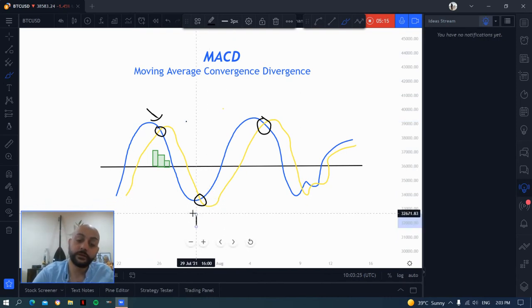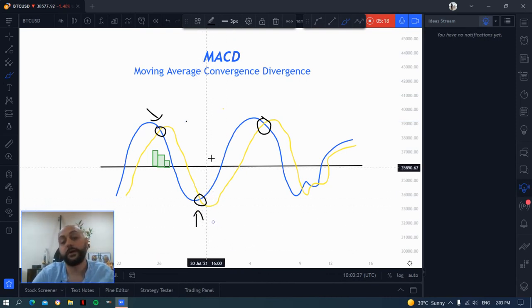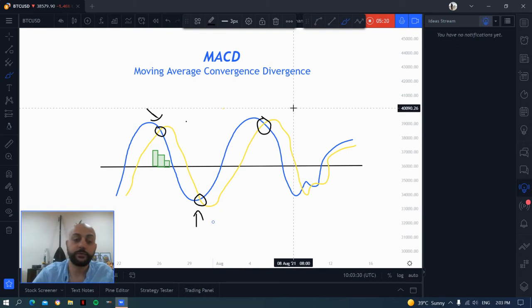Then this is a buy signal here, and we buy, and the market goes up, and that's how we make our profit. This is the first way to use the MACD.